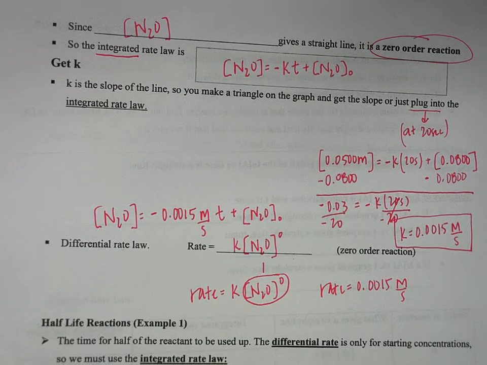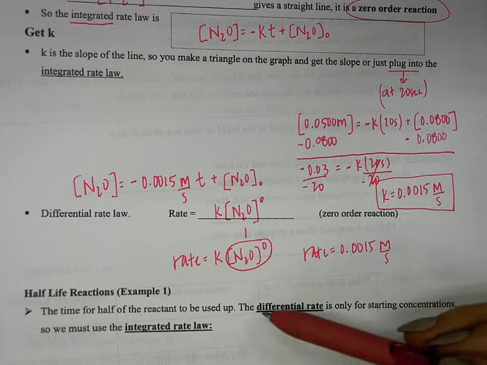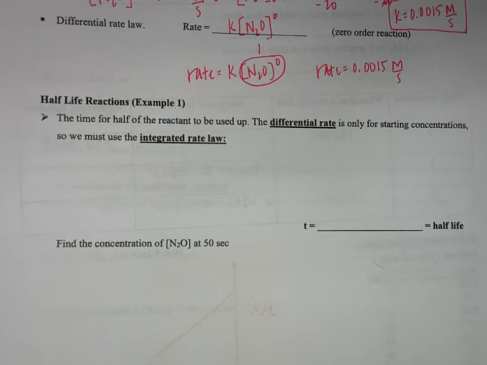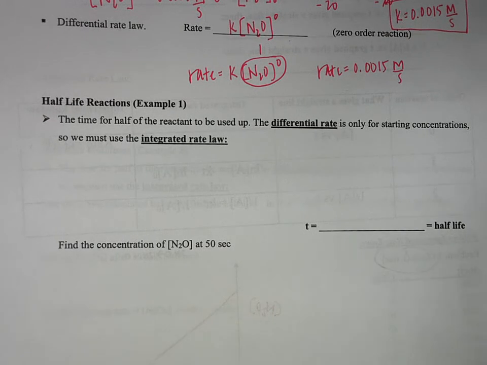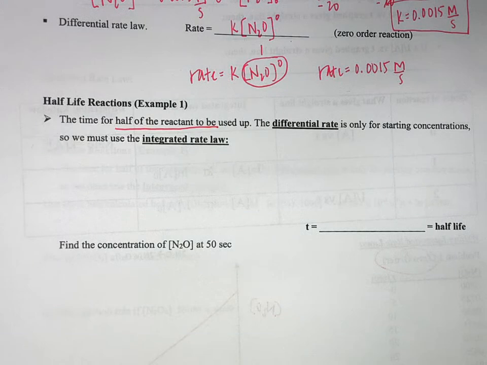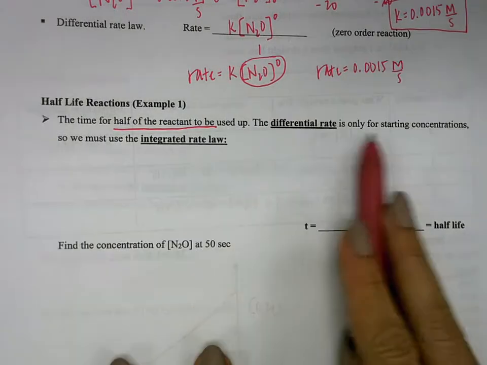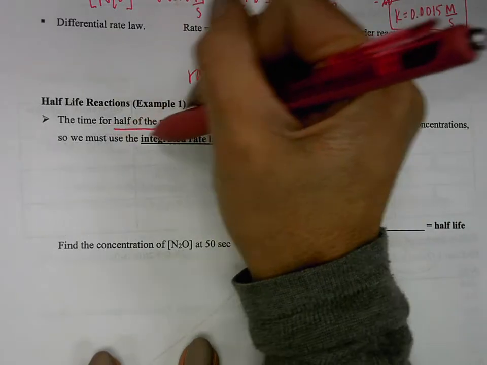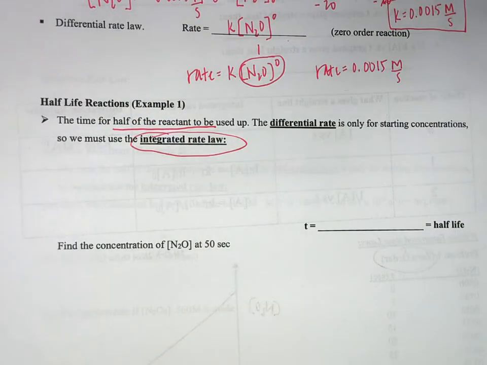Okay, moving on. I know this was a big question, it was blank in a lot of your guys' reading guides, and they walk through an example. So if we're trying to do half-life, the last time we saw half-life, I think, was in general chem when you were doing nuclear equations. So half-life is the time for half of the reactant to be used up. Remember our differential rate law is only for starting concentrations, and it is not time dependent, so we must use the integrated rate law when we're trying to determine half-life.